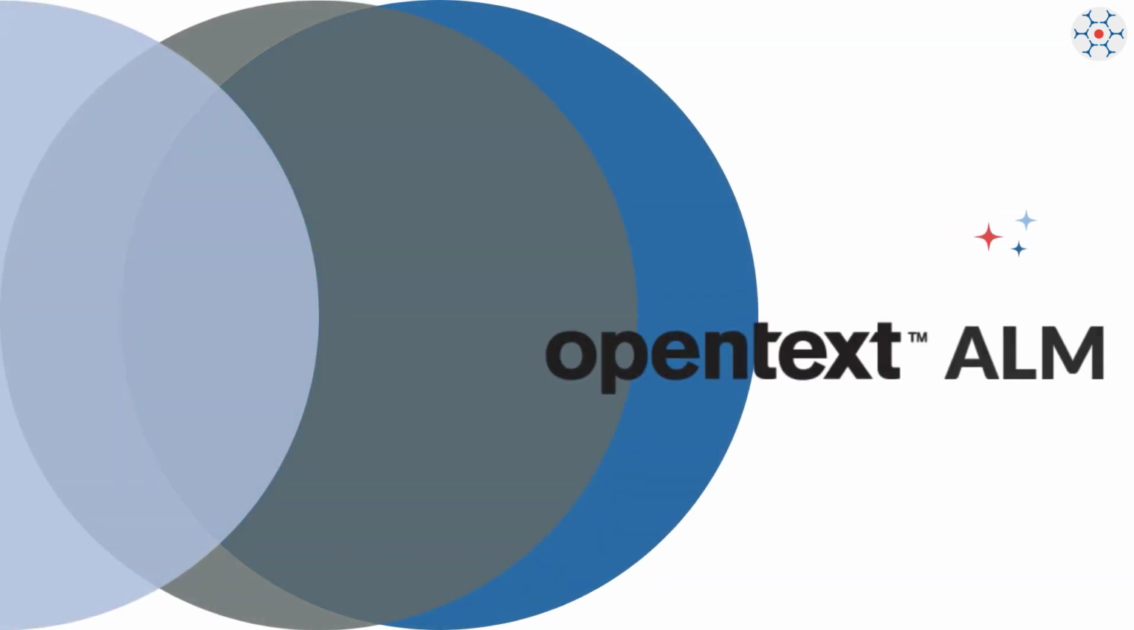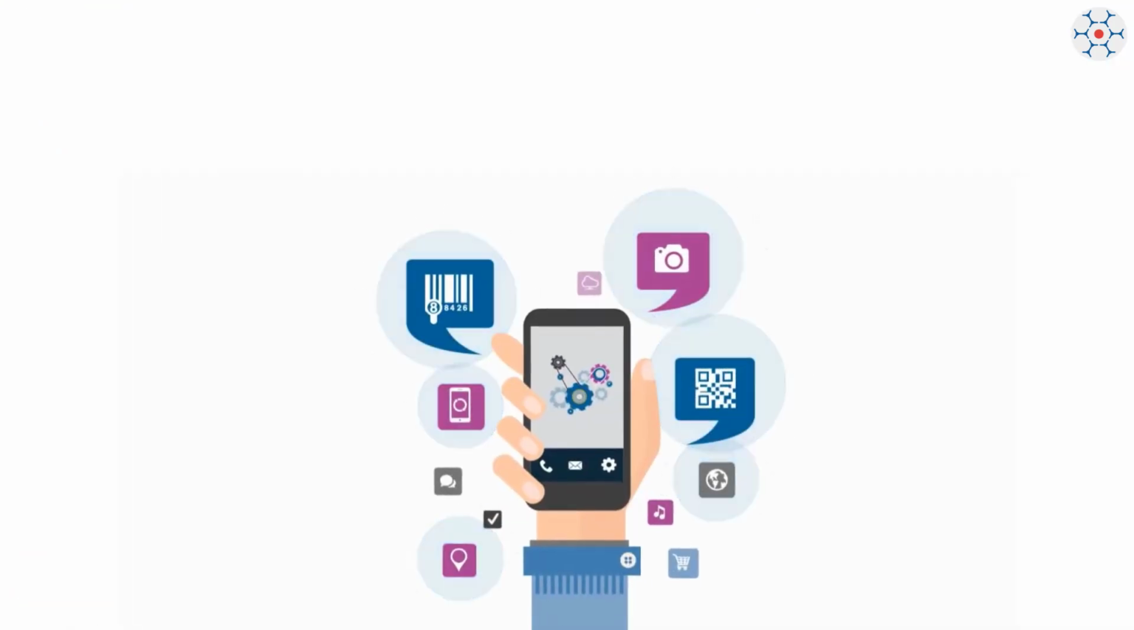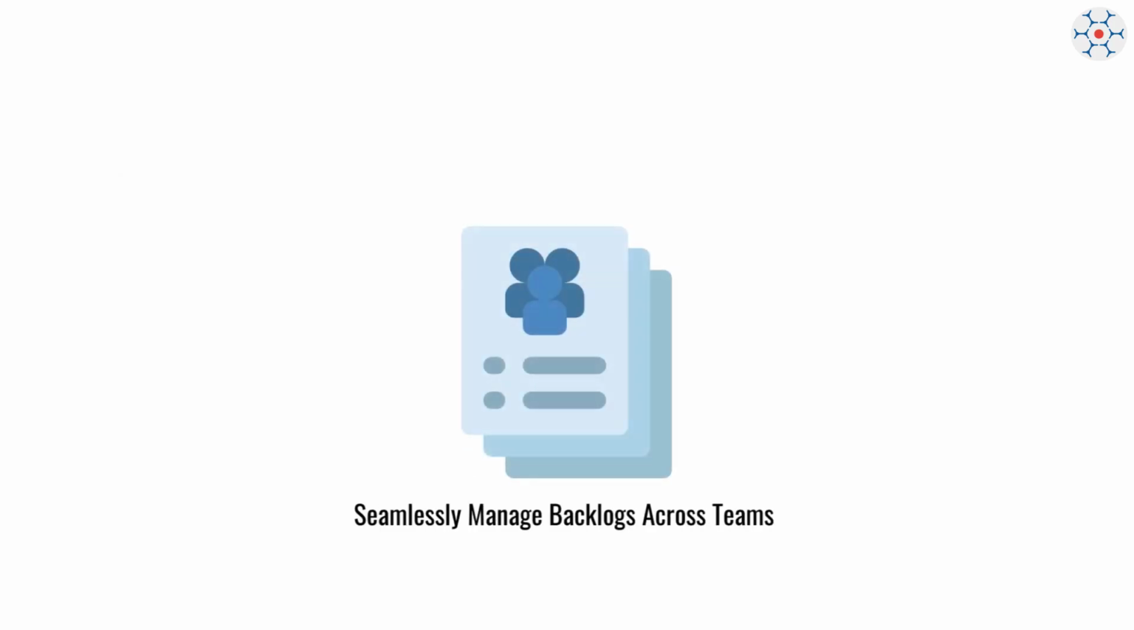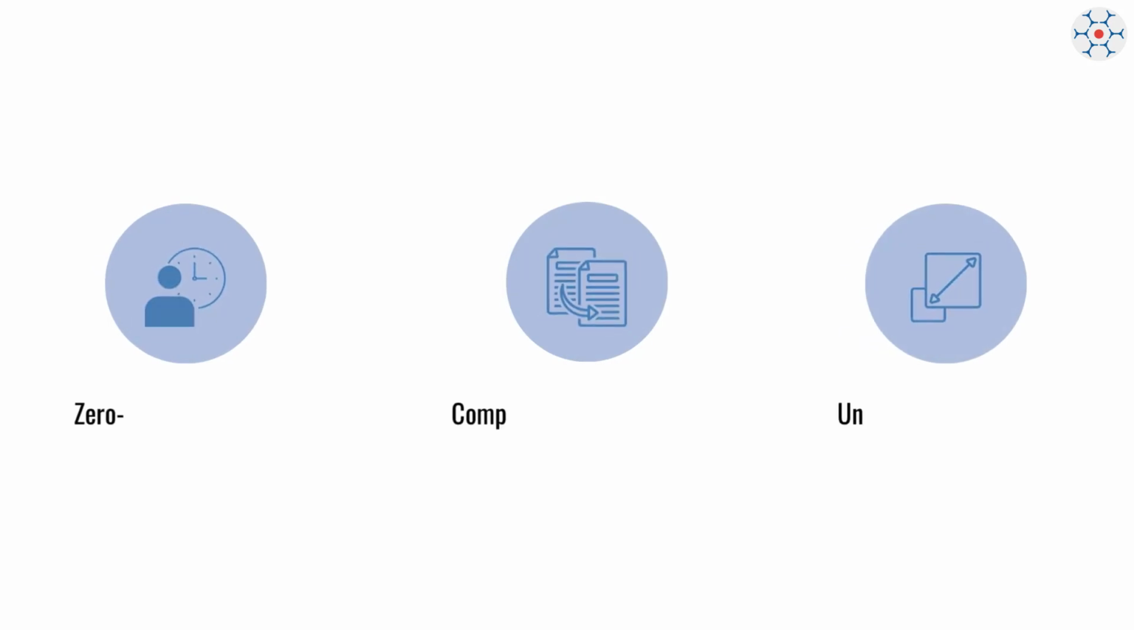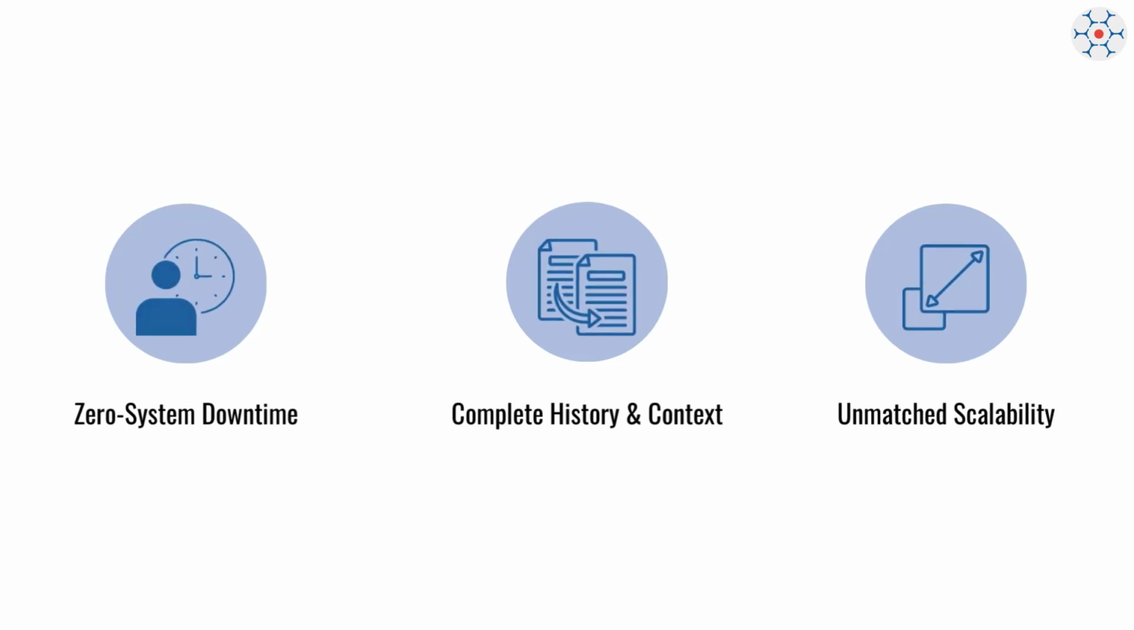Make the transition from OpenText ALM, formerly known as Micro Focus ALM, to OpenText ALM Octane to establish a hybrid application development environment and seamlessly manage backlogs across teams. Achieve all this with zero downtime, complete history, and unparalleled scalability.